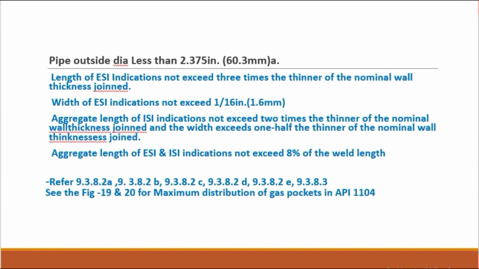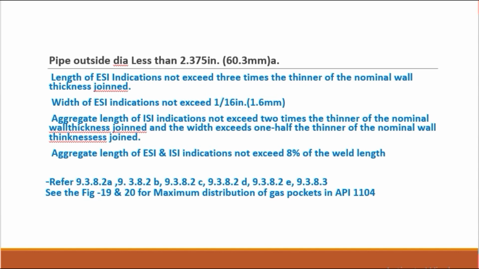Pipe outside diameter less than 60.3 mm. What will be the acceptance criteria? It is mentioned in 9.3.8.2a, b, c, d, e, and 9.3.8.3.